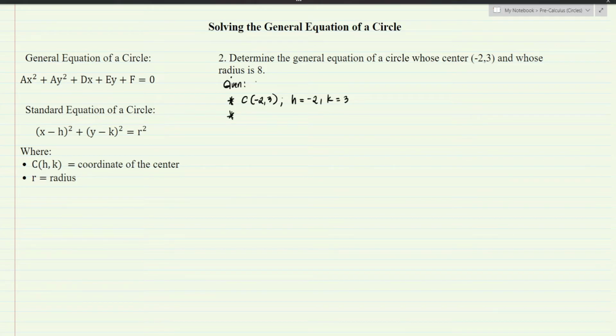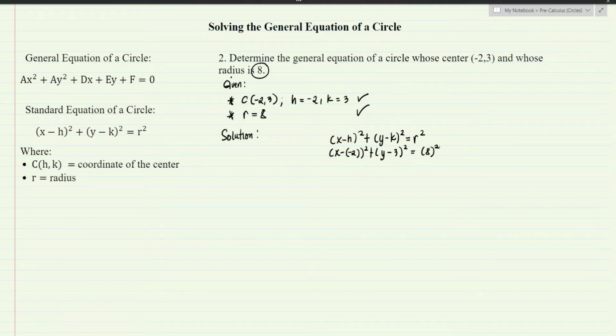Now, the second given here is, it says in the problem that our radius is equal to 8. And since we have these two given, we can substitute it to our standard equation so that we can solve for the general equation of the circle. So, for its solution, let's plug in these two given in our standard equation, x minus h squared plus y minus k squared equals r squared. So I would have x minus negative 2 squared plus y minus 3 squared equals 8 squared.